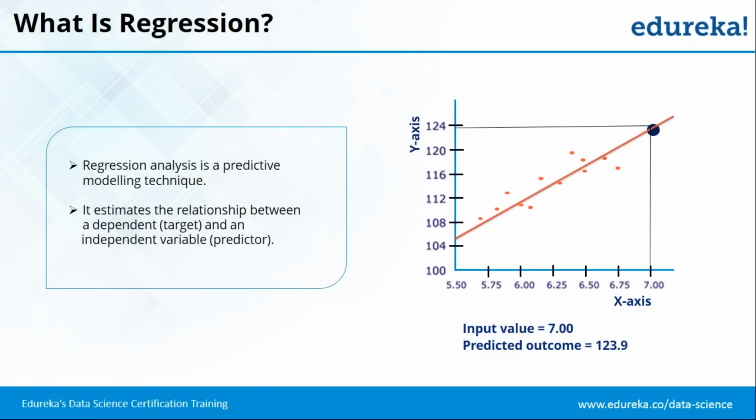So y is dependent on x. Now where regression comes into the picture is, for an arbitrary or random value of x, what will be the value of y? So you're predicting y, correct? And this prediction is done using regression algorithms, and that is what regression is all about.